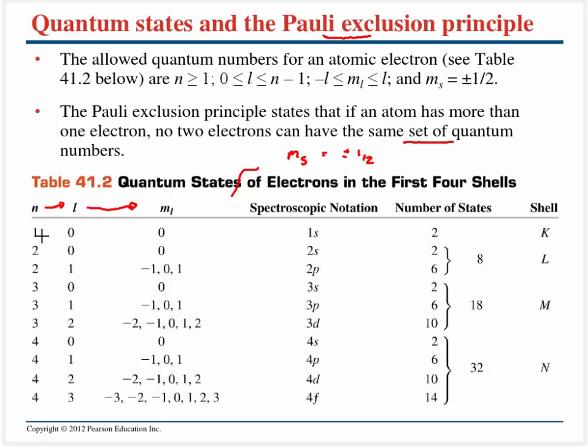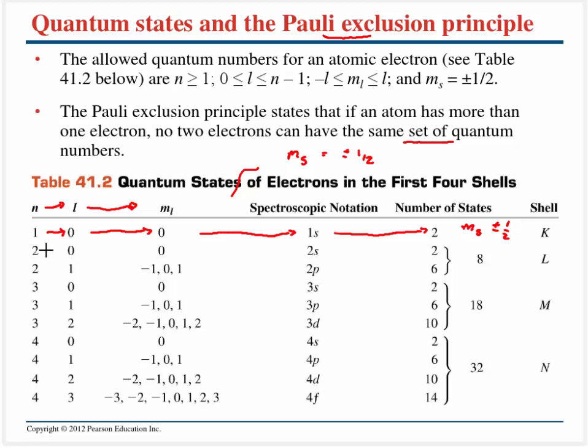So considering the n equal to 1 state, that forces L to be equal to 0, which forces m sub L to be equal to 0. So this is the 1s state of hydrogen. Now we can only have 2 electrons that live inside of this state, and these 2 are going to correspond to m sub s equal to plus or minus 1/2. So the spin is what allows more than 1 electron into that particular state.